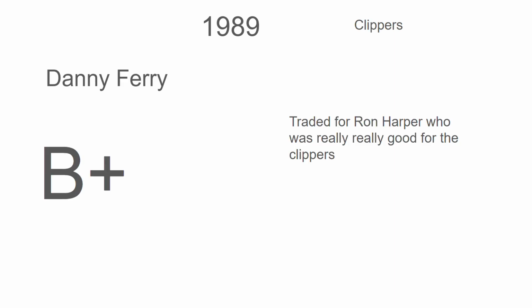1989, the Clippers drafted Danny Ferry. And Danny Ferry himself wasn't very good, but he never played for the Clippers, and he got traded for Ron Harper, who is really, really good. Ron Harper averaged like 20-plus points per game for a couple seasons at the Clippers, and he was really good. He was a bucket there, so that was a great trade. Trading a bad player in Danny Ferry for Ron Harper was a great pickup.